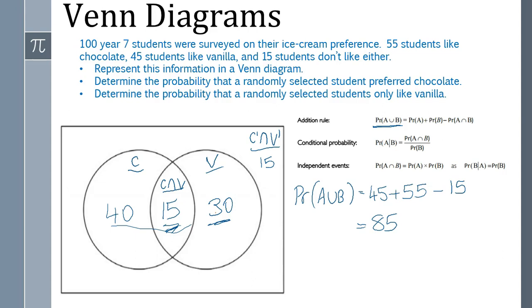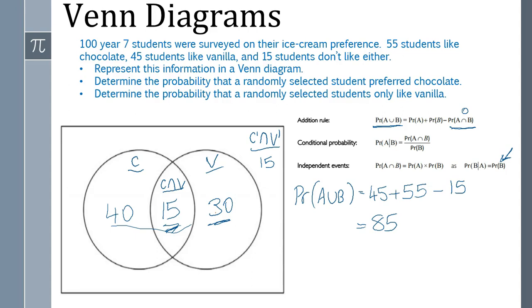Now that addition rule works for independent events. It also works for non-independent events. So if you don't have a crossover, that just becomes 0, take 0 is nothing. So this works for either. However, this one here only works if they're independent, if they don't cross over at all.